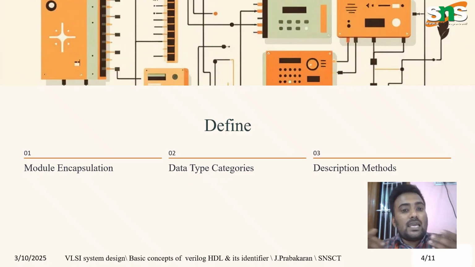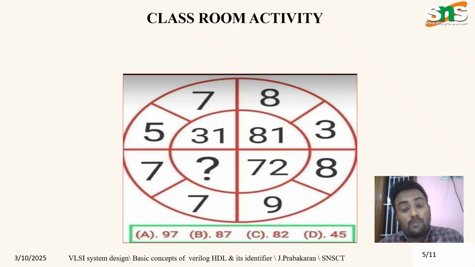We can describe what the circuit does, which is called behavioral. Next, we can describe how components are connected, which is called structural. There are two types: first is behavioral, next is structural description method. Behavioral description method means we describe what the circuit does. Structural description method means we describe how components are connected. Next stage is ideate.